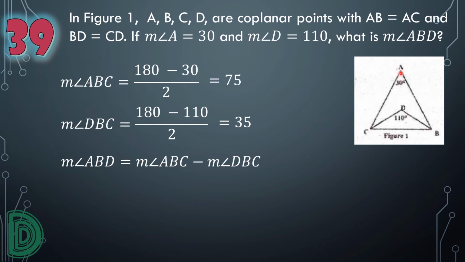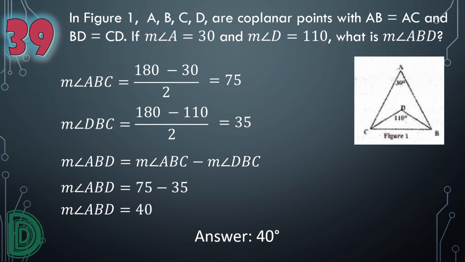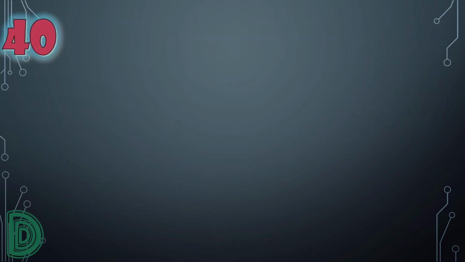Measure of angle ABC is equal to the sum of the measure of angle ABD and measure of angle DBC. Therefore, to get the measure of angle ABD, we have measure of angle ABC minus measure of angle DBC. Substituting the values, we will have 75 minus 35. Therefore, measure of angle ABD is 40 degrees.